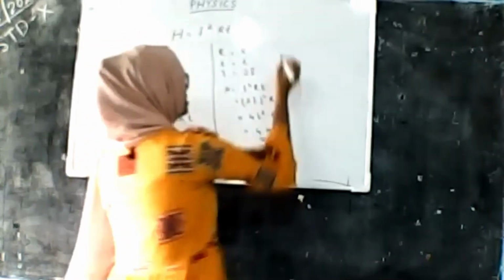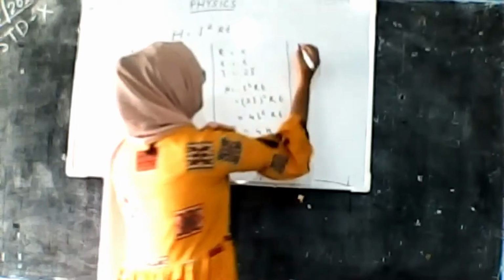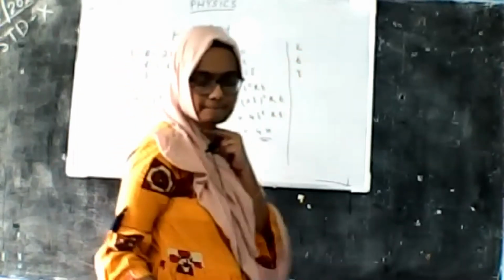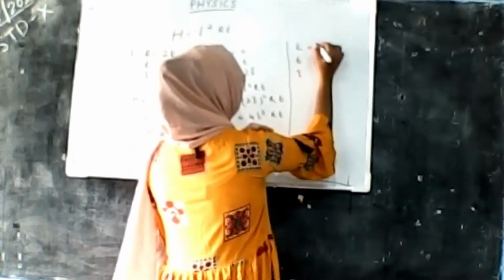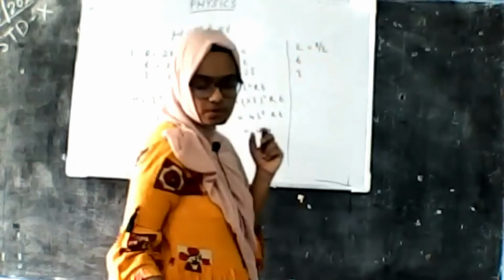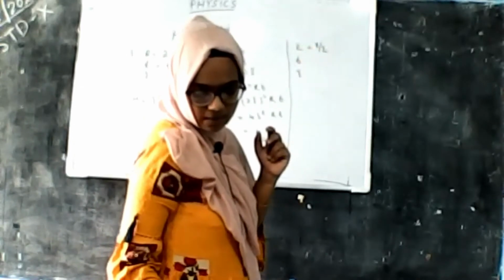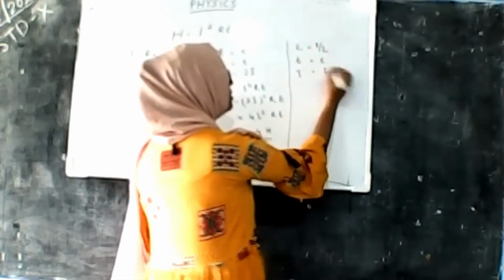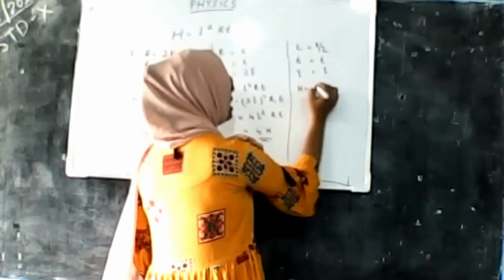And we have another set of problems. Here R is R by 2, T is T, and I is equal to I. And put these into the equation H is equal to I square RT.